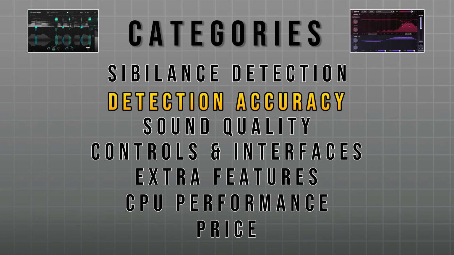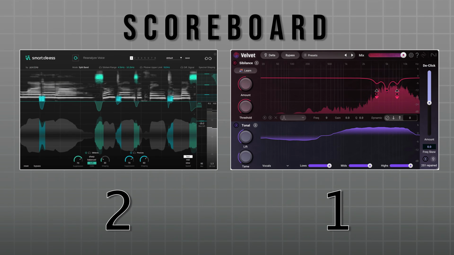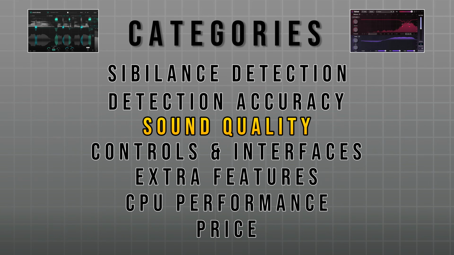Therefore, if we have to decide between which of these two gets a point for detection accuracy, I'm going to give it to Smart de-ess, which brings the score up to 2-1 in favor of Smart de-ess. Now that we know how accurately they detect sibilance, let's now evaluate the sound quality of their treatment.